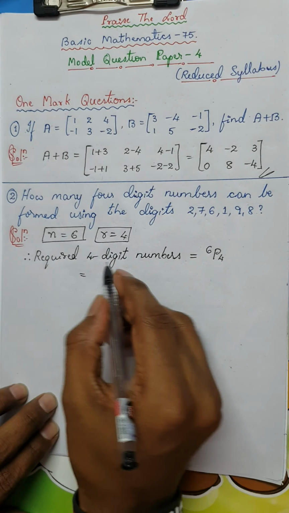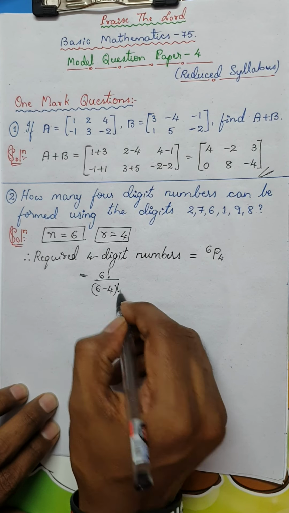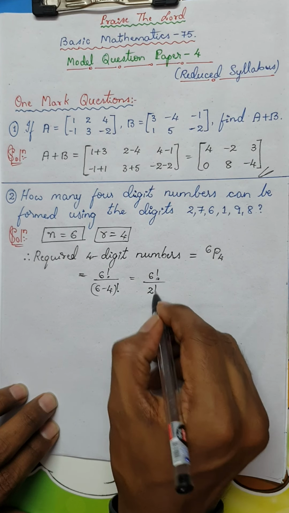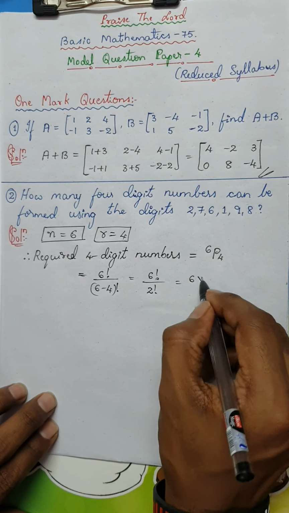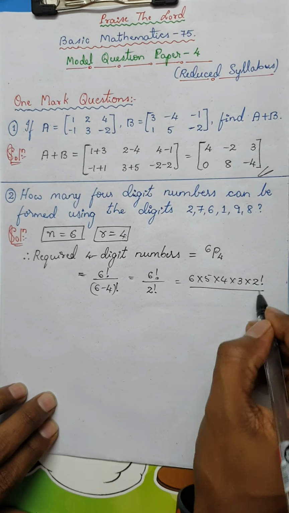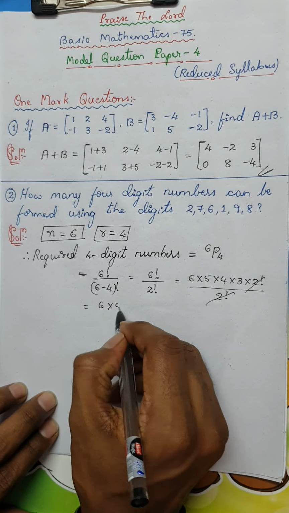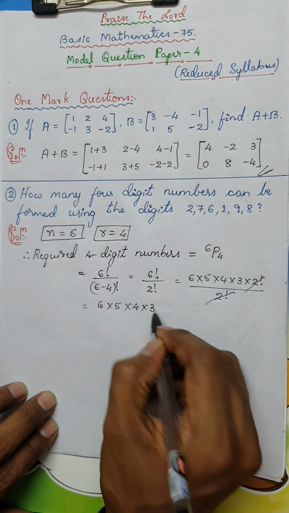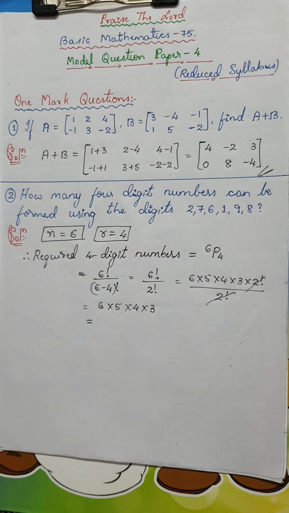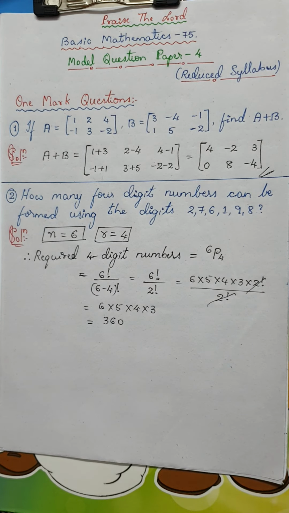So use the formula: nPr equals factorial n divided by factorial n minus r. This is 6 factorial divided by 6 minus 4, which is 2 factorial. So this is 6 into 5 into 4 into 3 into 2 factorial divided by 2 factorial, which can be cancelled. So the answer would be 6 into 5 into 4 into 3. You have your basic calculators at hand, you can multiply this and get the answer as 360. So this is by using the formula.